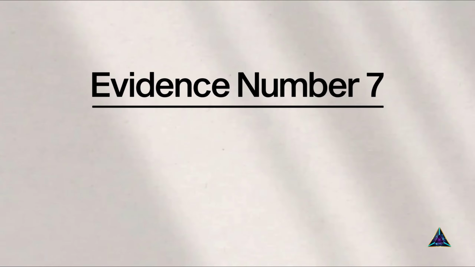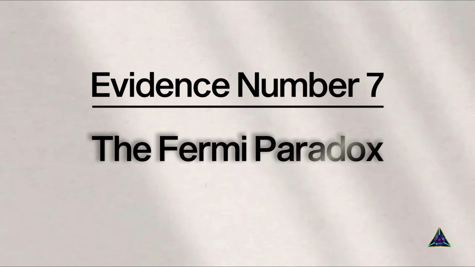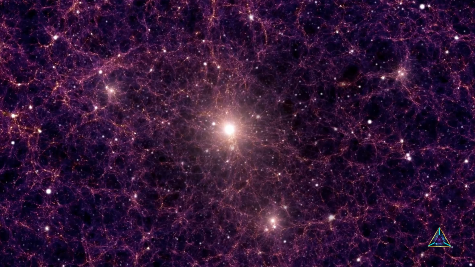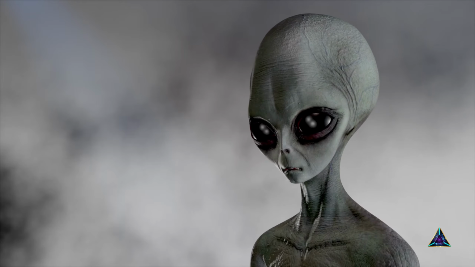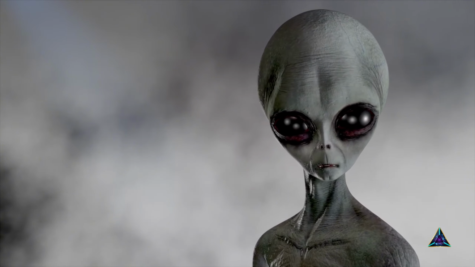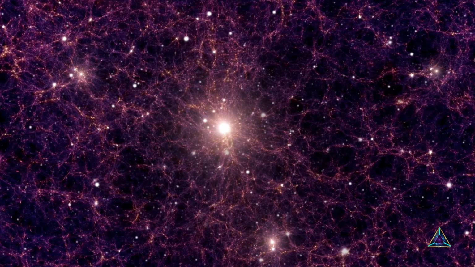Evidence number 7. The Fermi Paradox. If the universe is so vast, with billions of galaxies and trillions of planets, where are all the aliens? Why haven't we detected any signs of intelligent life? One answer is the simulation hypothesis.